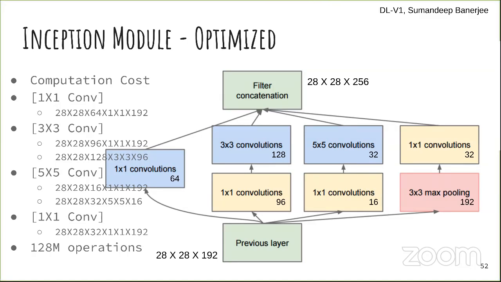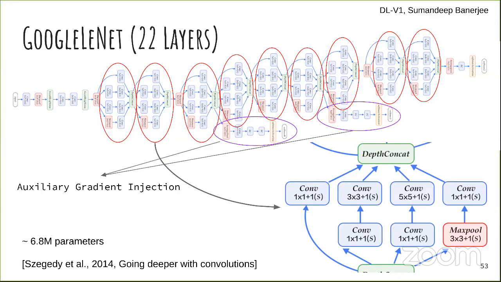It's a very complex architecture. It is decently computationally expensive. It's optimized still. 128 million operations is not a joke, but the number of parameters to train and all that is much less. So overall, it's a very optimized architecture. And what the Google people did was stack these things up.